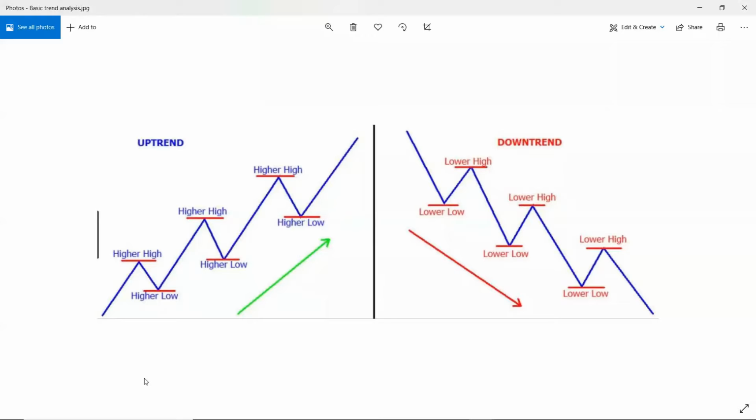Let me just confirm. What you have now is the uptrend on the left and the downtrend on the right. Exactly. Okay, good.